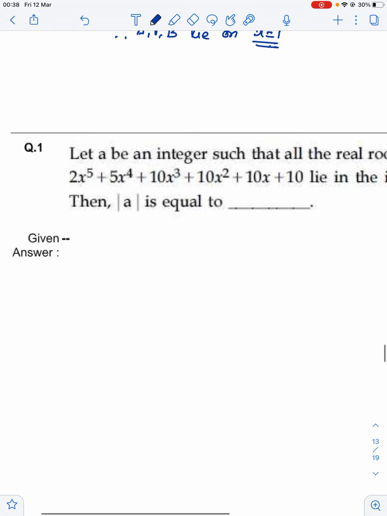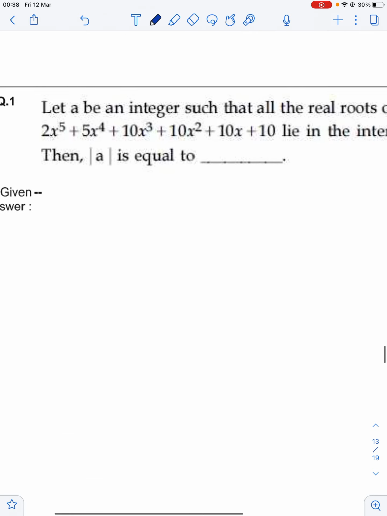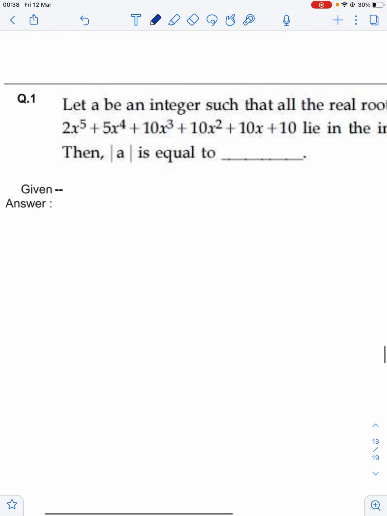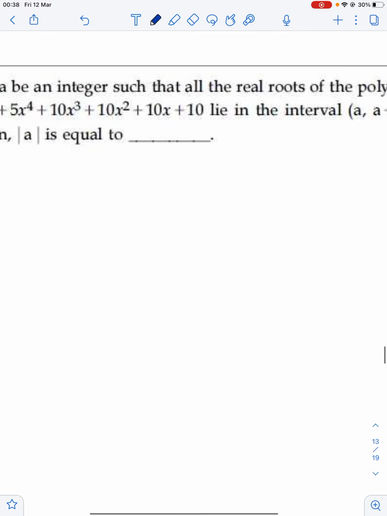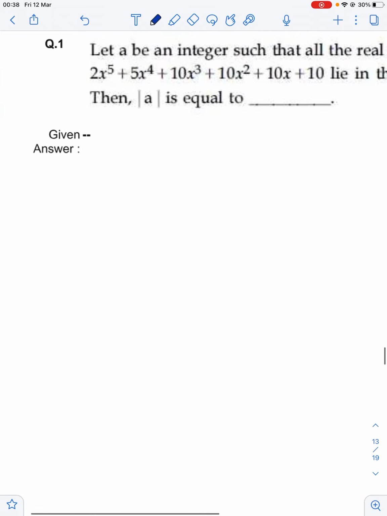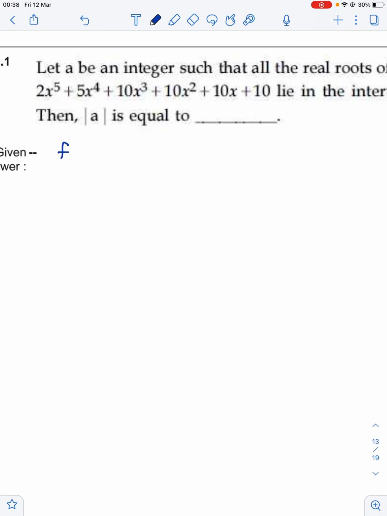Move to our numerical value type answers. The question number 1: A is an integer such that the real root of this polynomial lies in the interval A to A plus 1. That means the line between two consecutive integers. So let us say this is f(x). For any higher degree equation, let us check what is the nature of the function first, then we state about the roots.